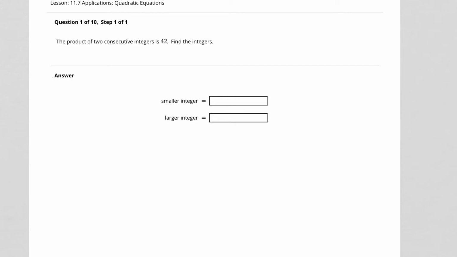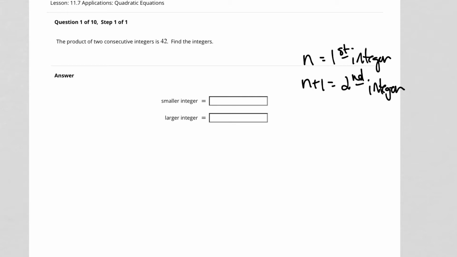Product of two consecutive integers is 42. Find the integers. The first step is to set up our variables. We have n as our first integer, and n plus 1 is our second integer. And then I go back to my sentence, and product of two consecutive integers means to multiply.